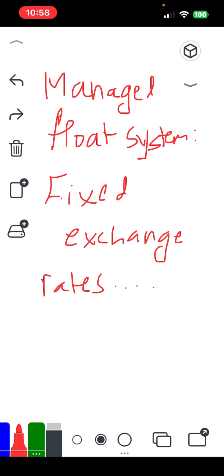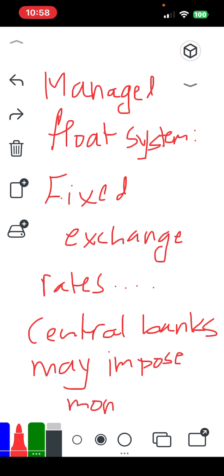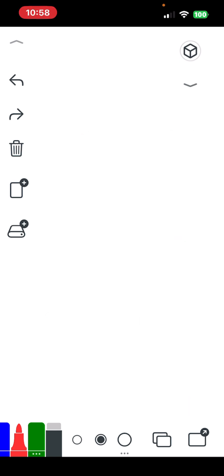And even though the exchange rates are fixed, these central banks can impose monetary policies occasionally when need be. So central banks may impose monetary policies. And again, you do have capital mobility over here as well. So capital mobility is a yes.